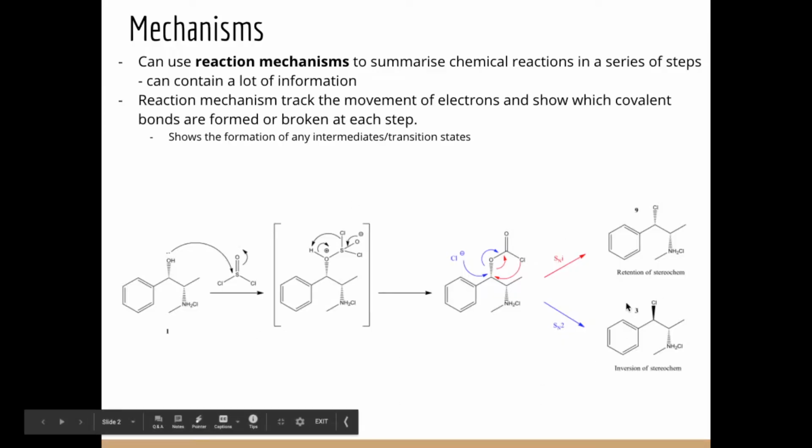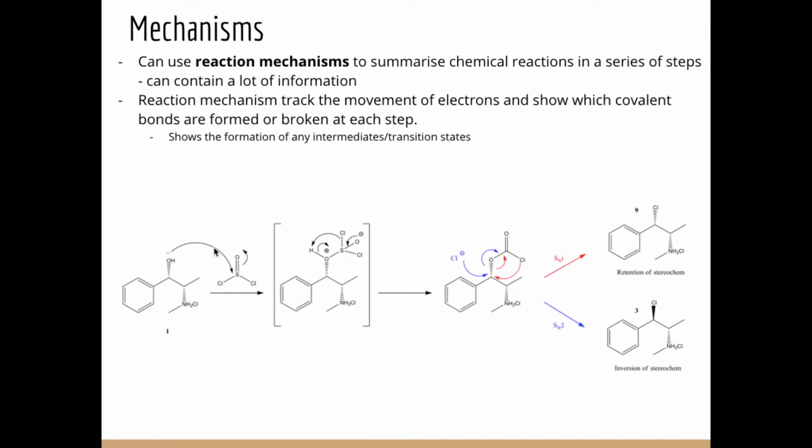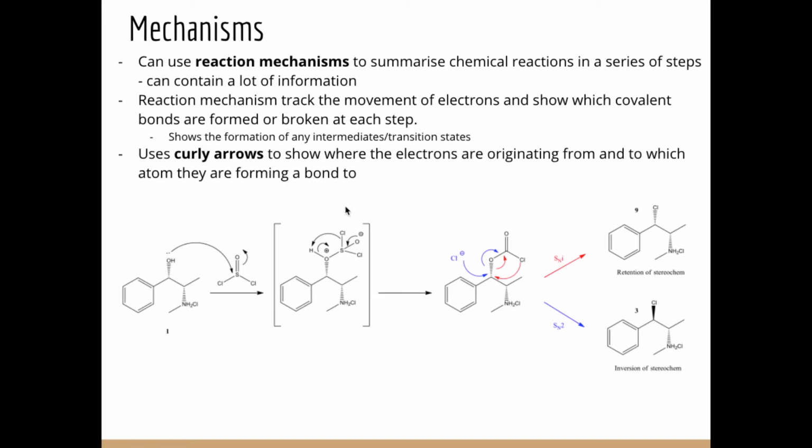So here's an example of what they look like using these curly arrows. We can show the electrons where the bonds are being formed. We can show where the bonds are being broken. This is obviously above anything we would need to look at, really, but it's just a good example to show off to begin with. It also shows the formation of any intermediates or any transition states. So it shows stepwise, potentially, what could be occurring to get from the start to the end. It uses curly arrows that show where the electrons are originating from and to which atom they are forming a bond to.